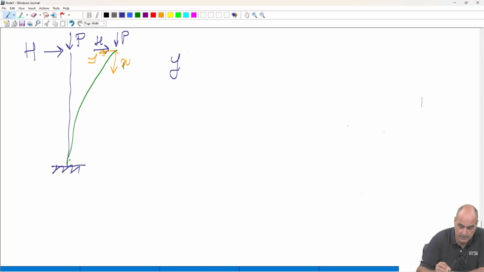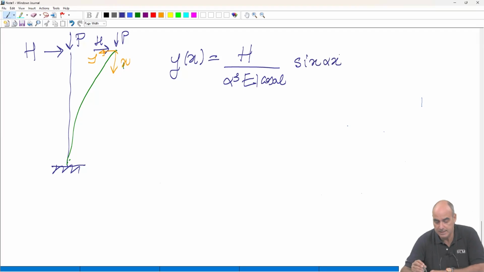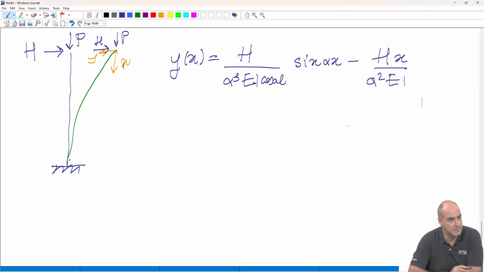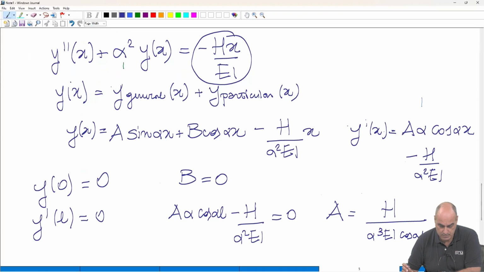And I write here the solution, which is y of x is equal to h over alpha cube ej cosinus of alpha L, sinus of alpha x, minus h x over alpha square ej. Is that correct? I'm just remembering that.